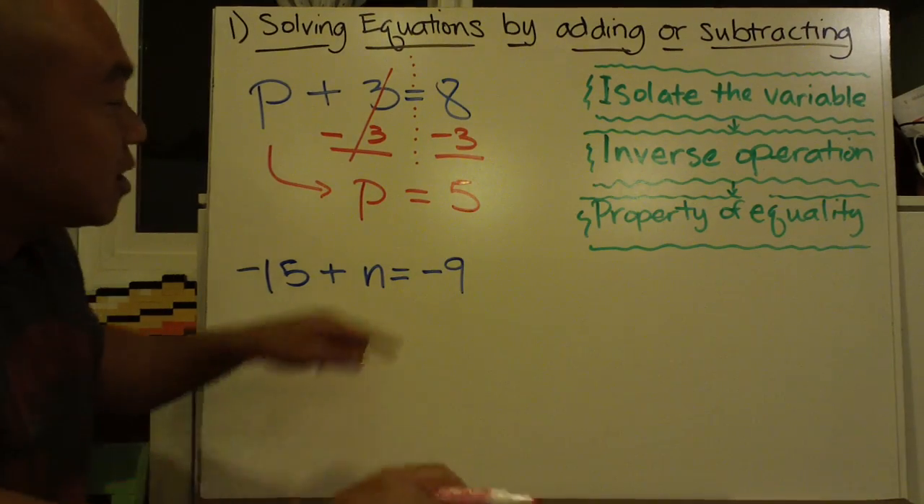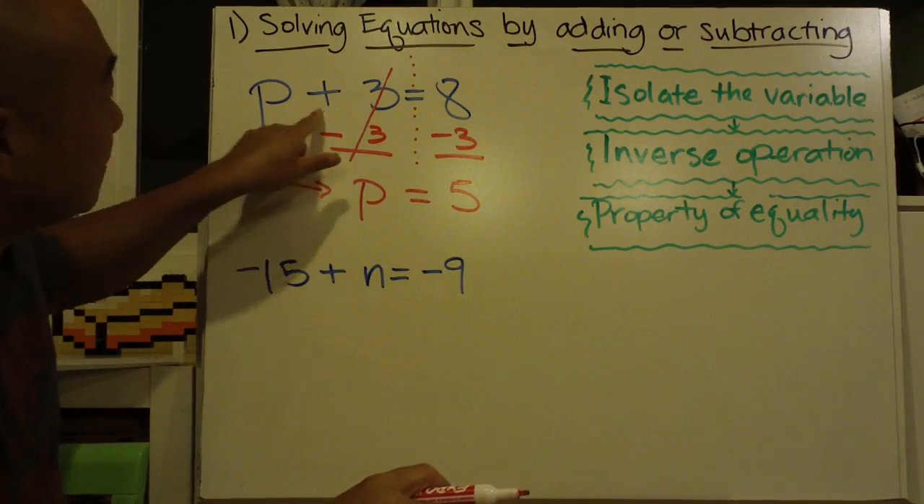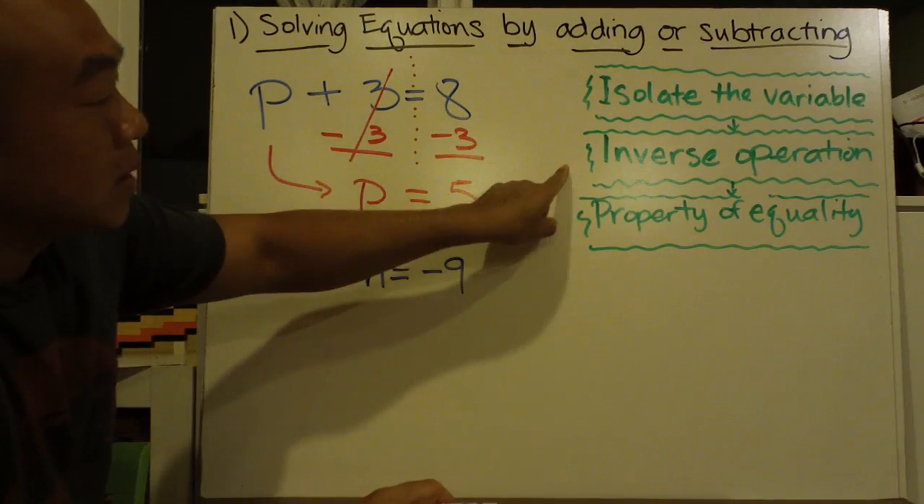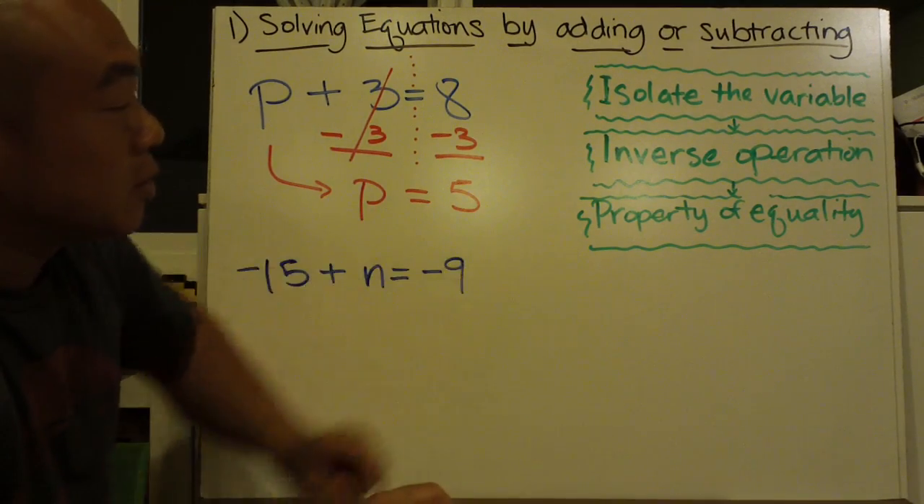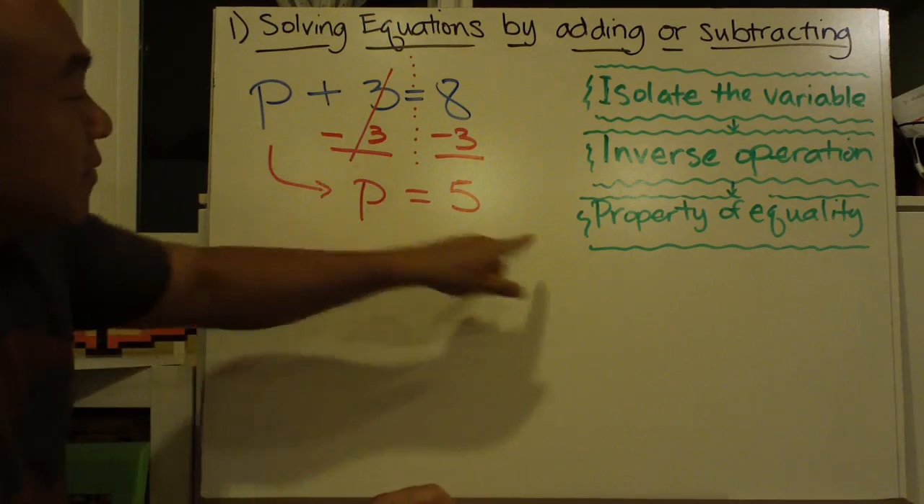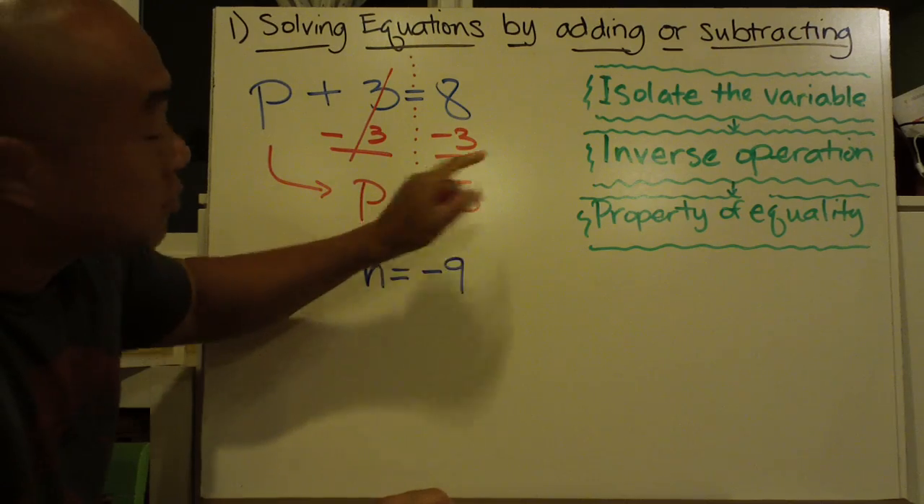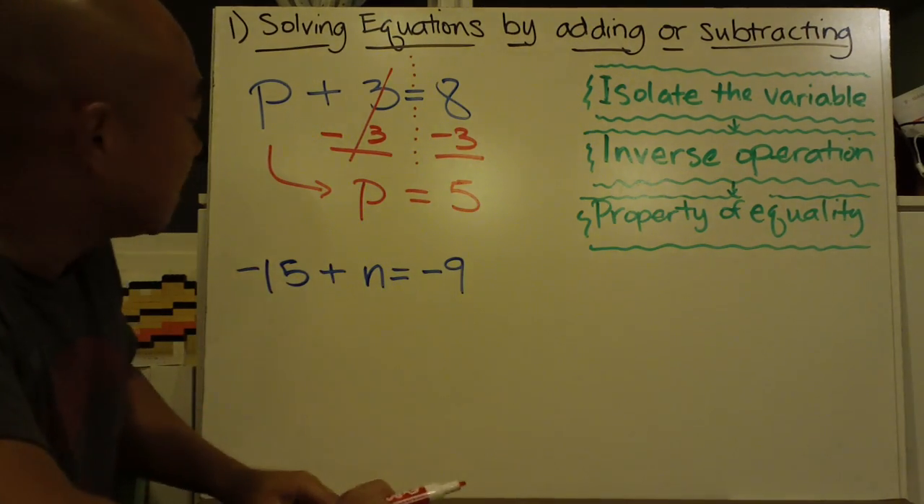And you can do a real quick check here. Put 5 into that, 5 plus 3 should equal 8. So again, isolate the variable, use the inverse operation, and then of course the property of equality. And the property of equality is this: if I subtract 3 here, I'm going to need to subtract 3 on the other side of that equal sign.